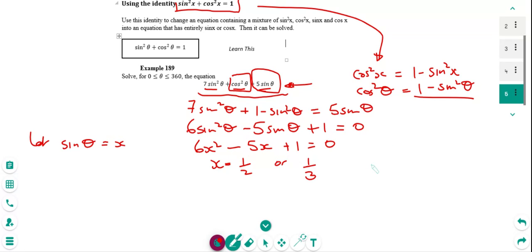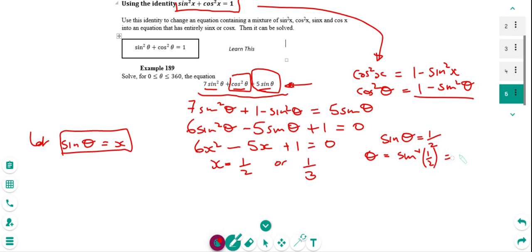So for those two solutions, now we put them back into our substitution. So if sine theta is equal to a half, our calculator will give us that theta is sine minus 1 of a half, and the answer that the calculator will give is 30 degrees.